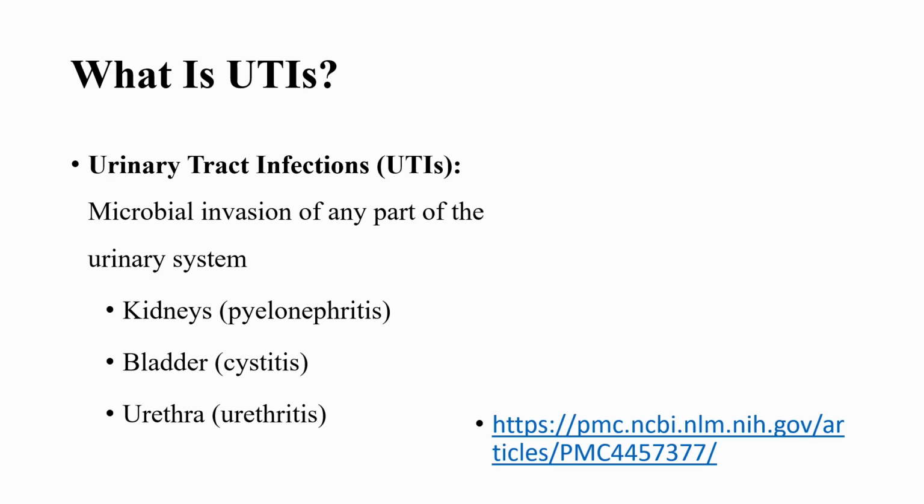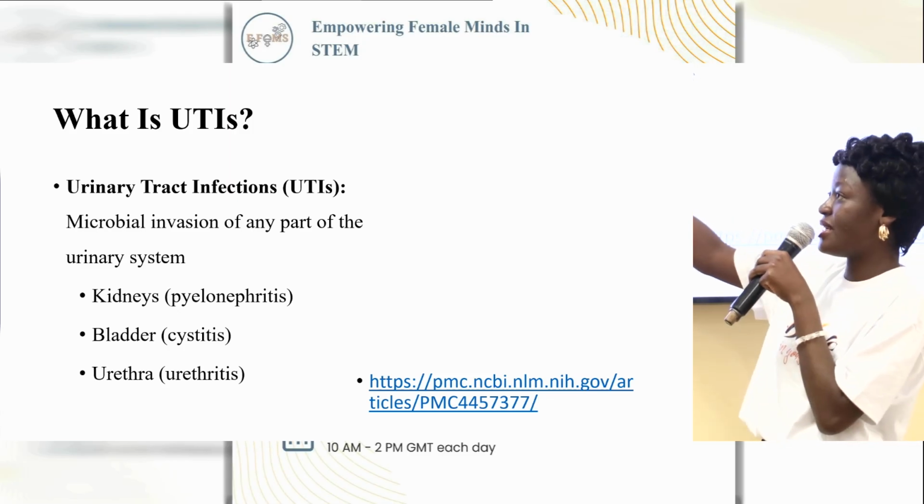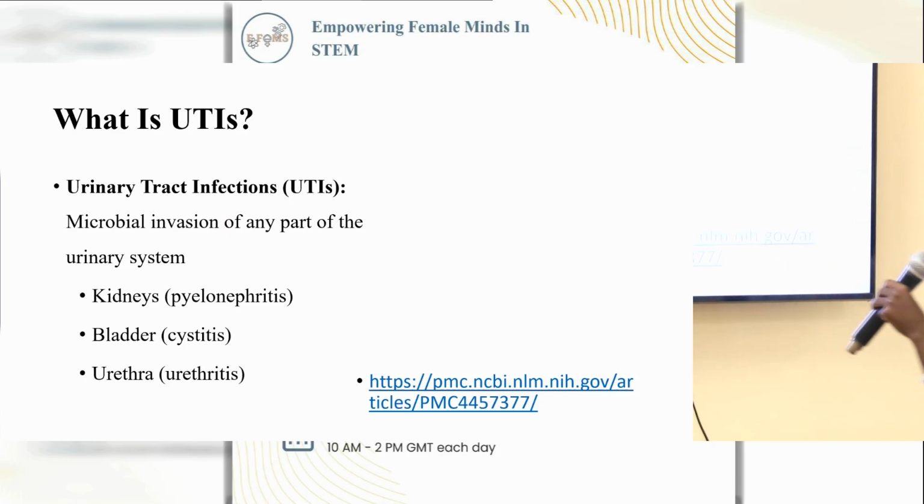So urinary tract infection is the microbial invasion of any part of the urinary tract system. As you can see, these are the areas that, when affected, can cause UTI infections. That is the kidney, the bladder, and the urethra, causing the following infections. Thank you.